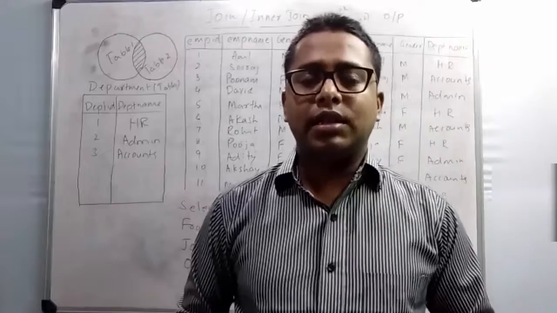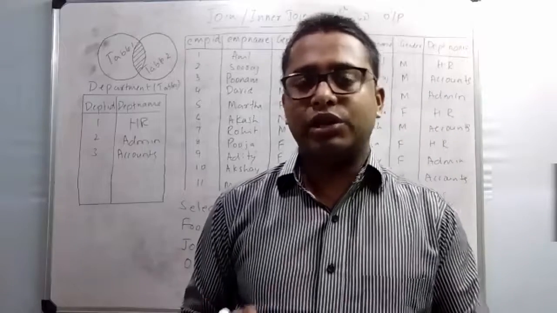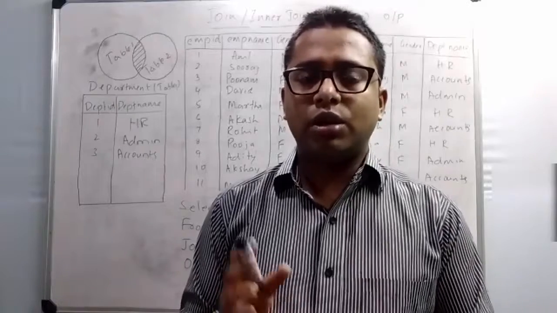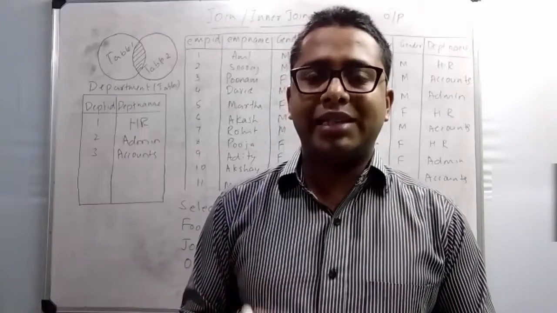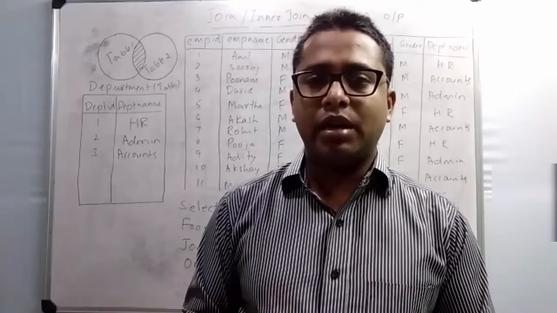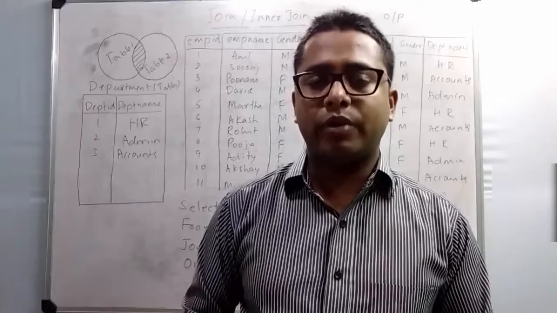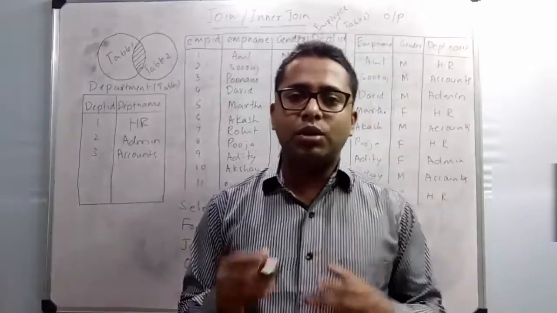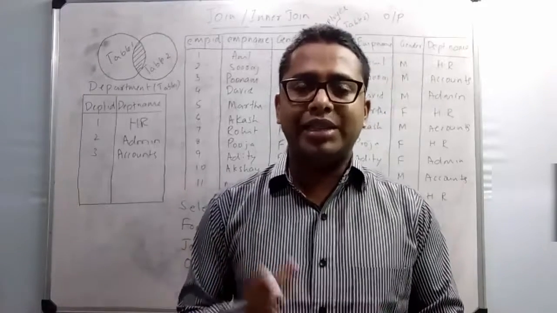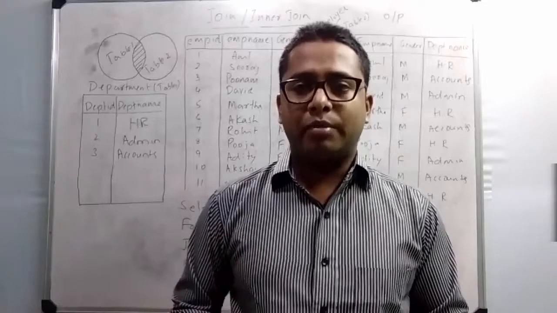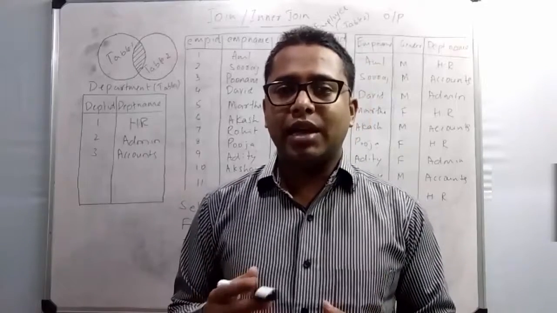Now let us discuss the first type of join, which is the inner join. Inner join will return only those records which get matched in both the tables. We are having two tables, one is the department and another one is the employee. With the help of inner join, it will return only those records which have the matching IDs in both the tables, in both employee and in department. Let us discuss this with the help of an example.